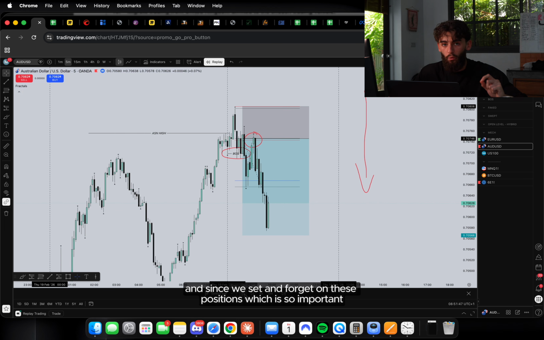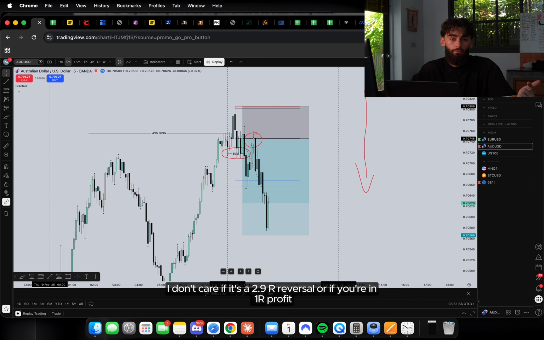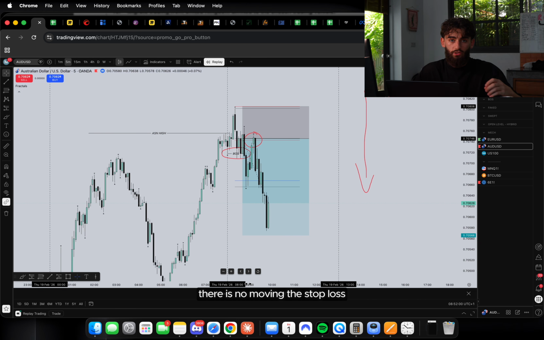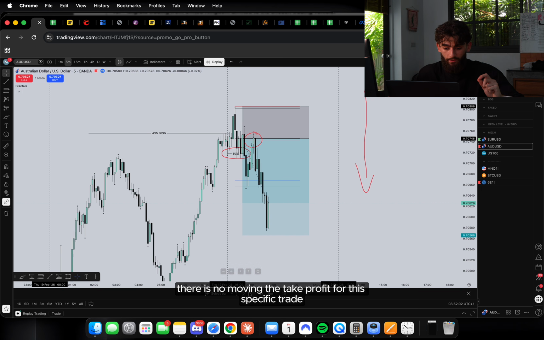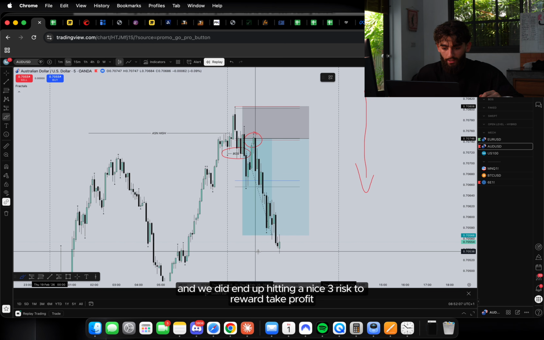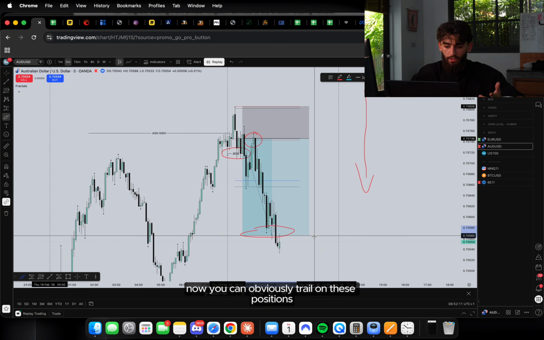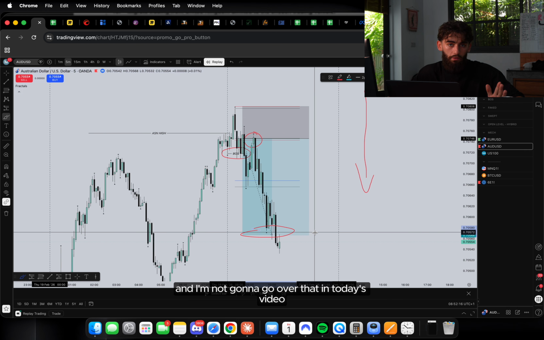And since we set and forget on these positions, which is so important, we are not taking out for any reason other than news or the weekend. I don't care if it's a 2.9R reversal or if you're in 1R profit, there is no moving to BE, there is no moving the stop loss, there is no moving the take profit for this specific trade. We are just going to be setting and forgetting, and we did end up hitting a nice 3 risk to reward take profit. Now you can obviously trail on these positions, we do trail as well, but there has to be specific requirements for that, and I'm not going to go over that in today's video.